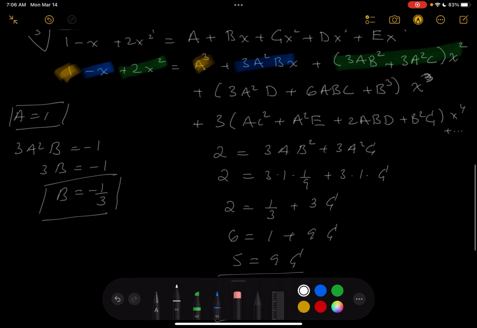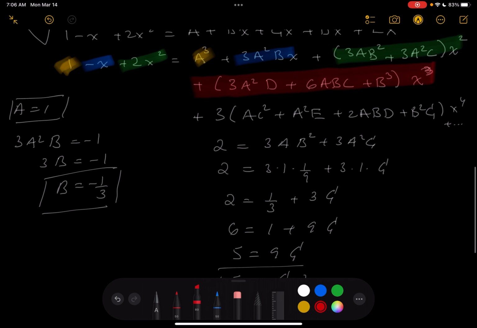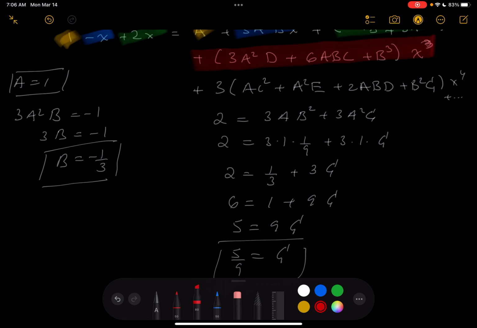So let's take a look at it. I want to highlight it for you. Oops, I didn't mean to do that. This here, there are no cubes, so that has to be 0. I'm going to write that down for you. So 3a squared d plus 6abc plus b cubed has got to be equal to 0.